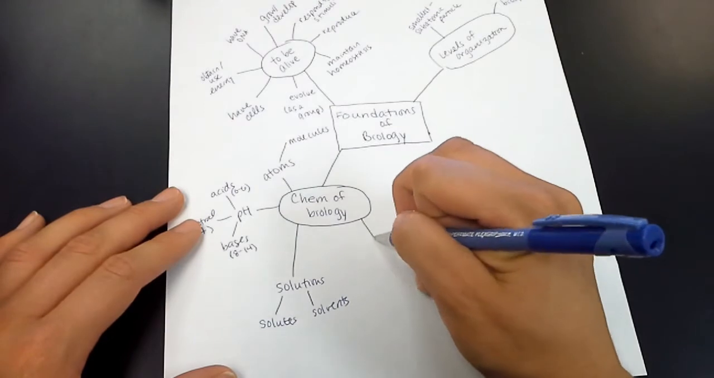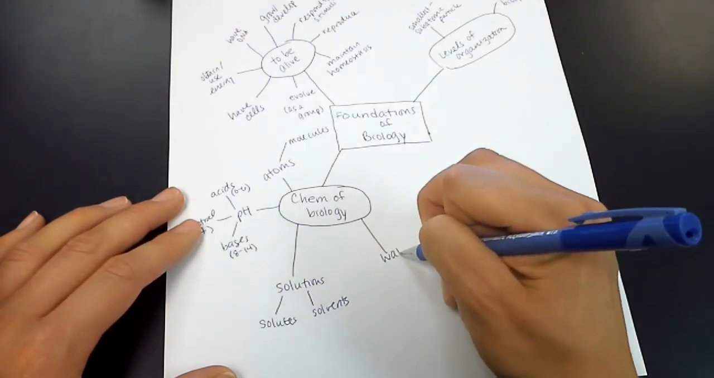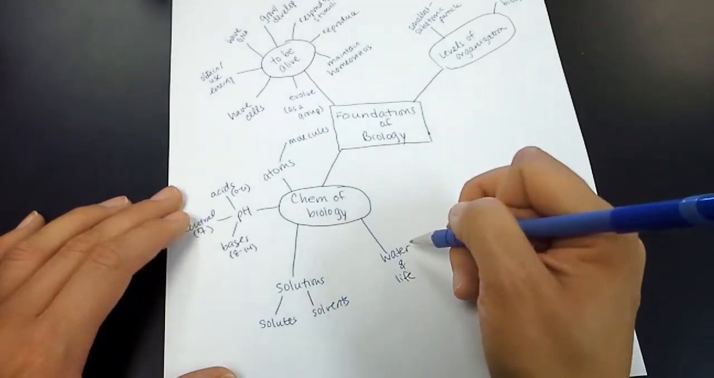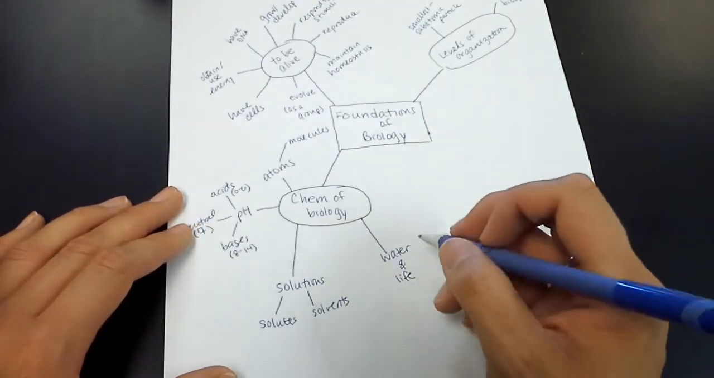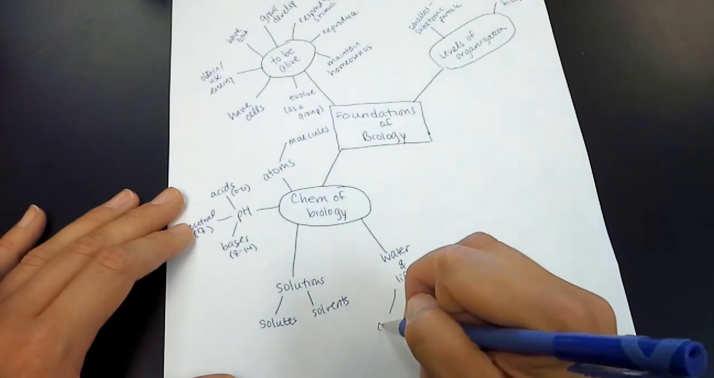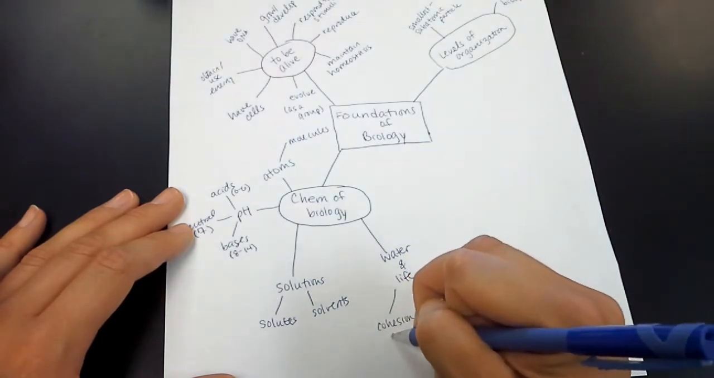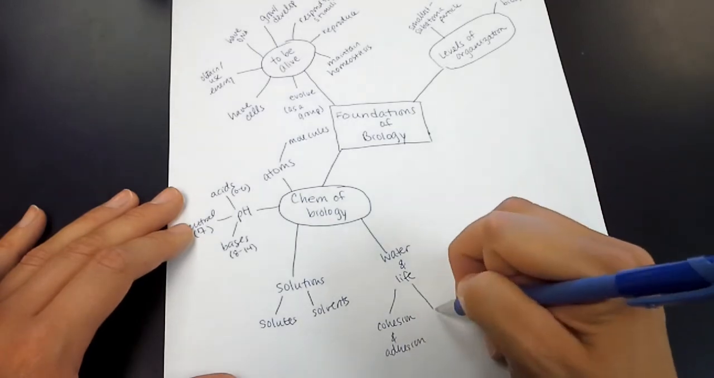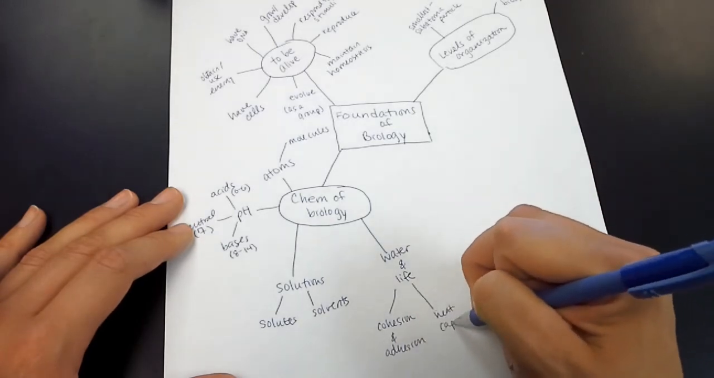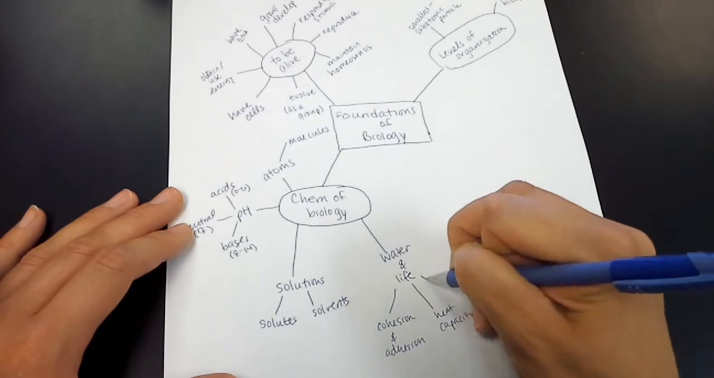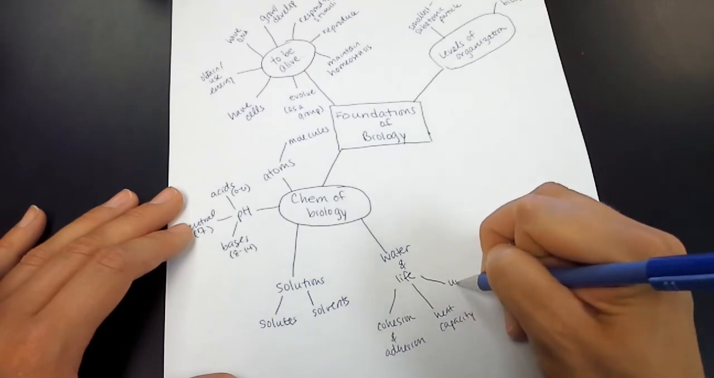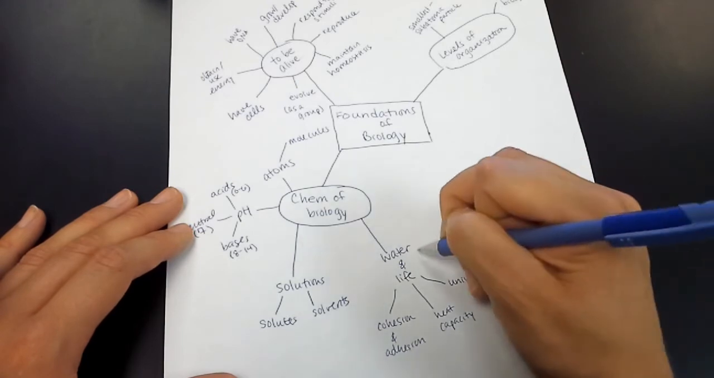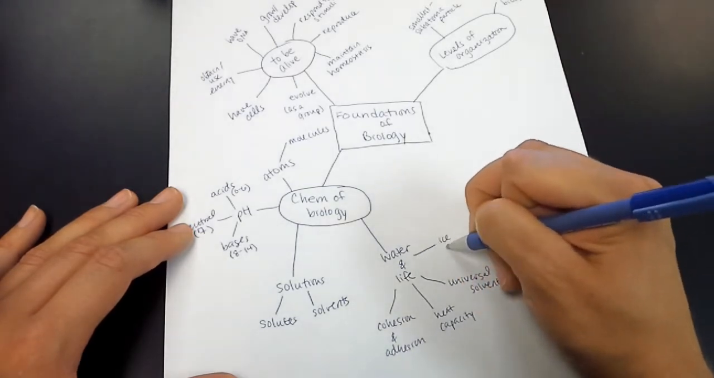And then lastly in this category, we talked about water and why it's important for life. So I'm going to say water and life. And could branch a whole bunch of things off of this. We talked about cohesion, and adhesion. We talked about heat capacity. We discussed universal solvent. And finally, we looked at water's ice density.